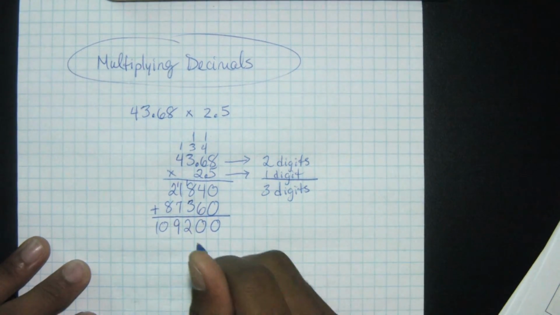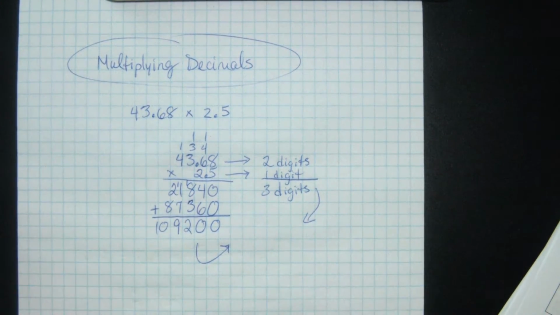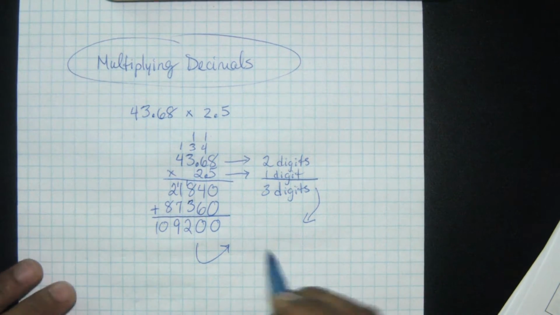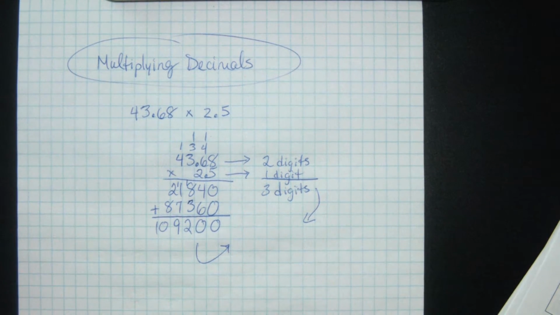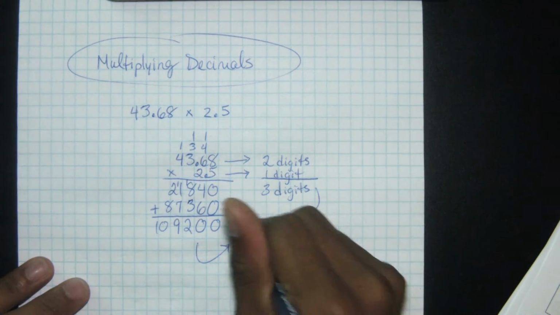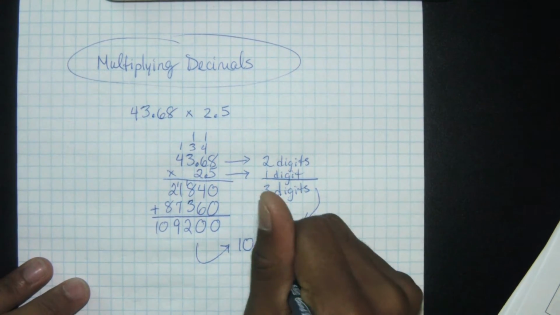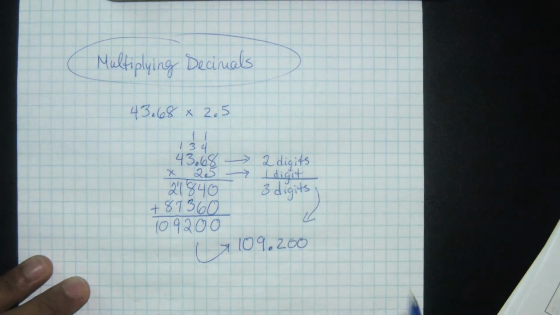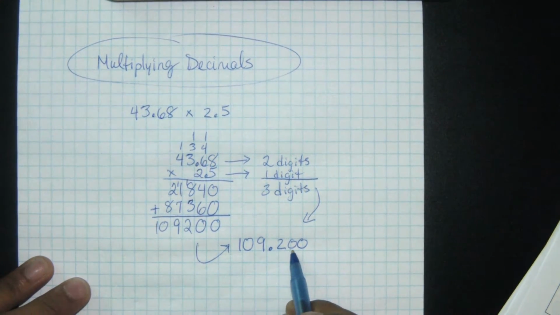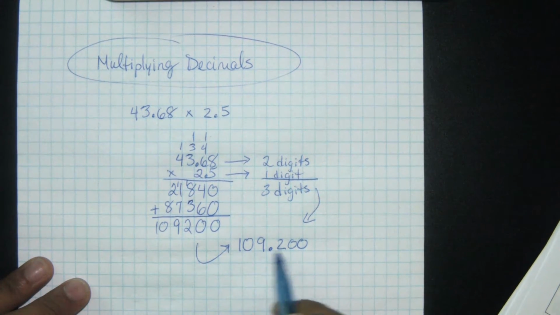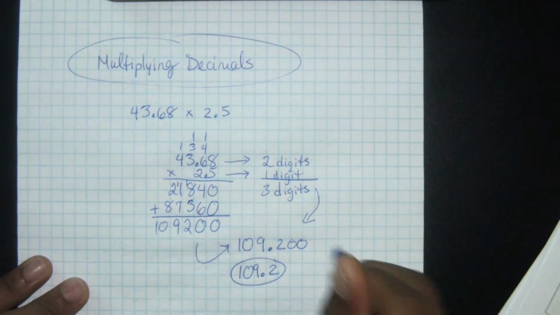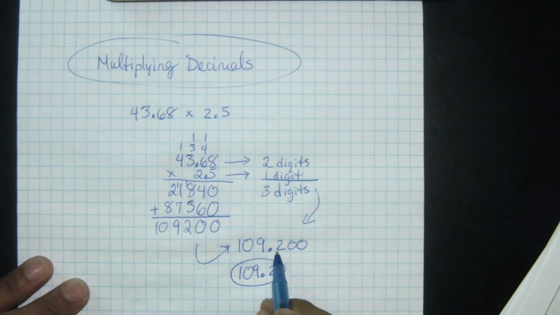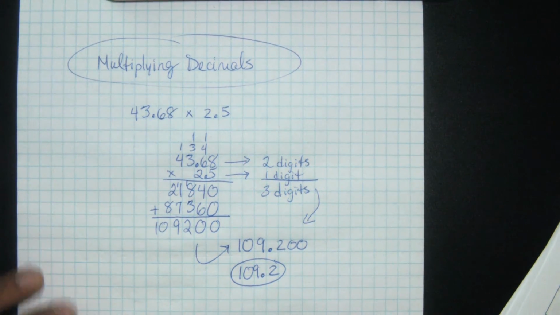All right, now we still have to come up with our final answer, which has to have how many numbers after the decimal? 3. So between what two numbers would I put the decimal? 9 and 2. So we should have 109.200 following it. Now, since these are zeros after that 2, you don't have to include them. So we really can write the answer 109.2. Okay? But we still follow the rules. We put 3 numbers after the decimal. All right? So that's that.